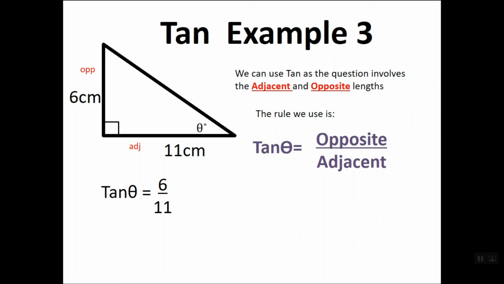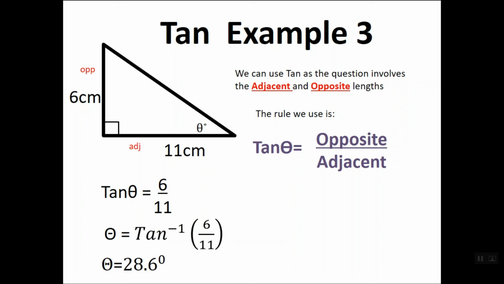My next step now, guys, is to solve for my unknown, which is my angle. So to get that theta by itself, I need to do the inverse. So theta is equal to tan inverse of 6 divided by 11. I'd recommend you put all of that in your calculator at once, and you should get an answer of 28.6 degrees correct to 1 decimal place.